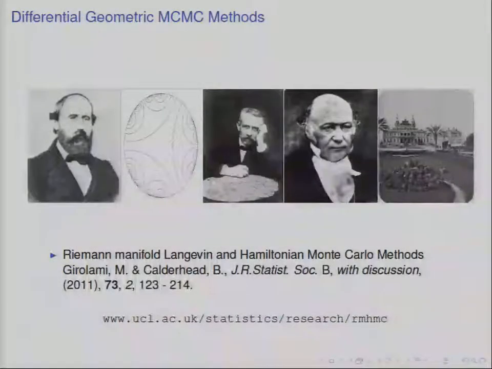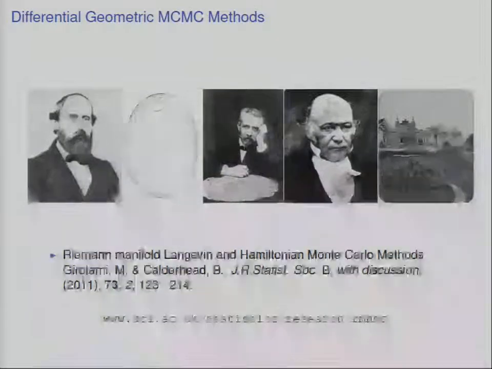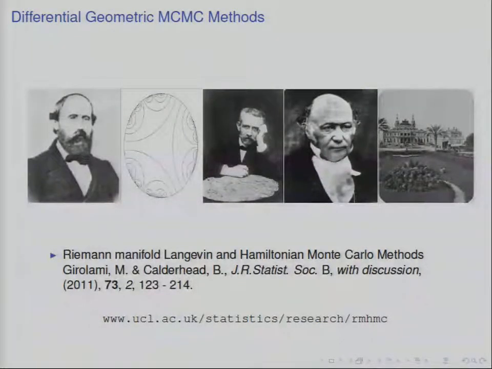Now, there was a paper published not that long ago, and it's already gathering an awful lot of citations, much to my relief, called Riemann Manifold, Langevin and Hamiltonian Monte Carlo Methods. This is Riemann, this is a manifold, this is Langevin, this is Hamilton, and this is the casino in Monte Carlo. And this was a paper that has now been published in the Journal of the Royal Statistical Society, Series B. If you go to the journal website, you can download it free. So you could download it now, and you can download the paper.